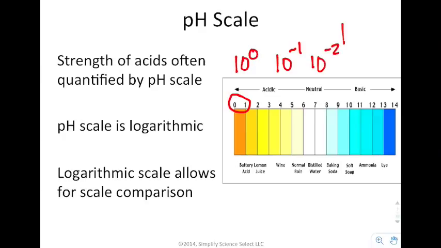When we look at 3, it's really 10 to the minus 3, and so on and so on. So you have a factor that's changing by 10, not by 1, when you change the pH. This logarithmic scale allows for scale comparison. We're normally not interested in a factor of 1 or 2. We're really interested in what's called a scale comparison, or a factor of 10.